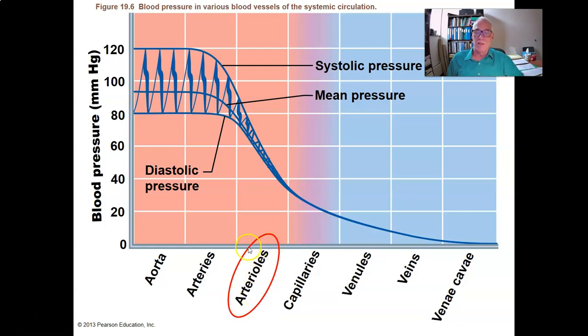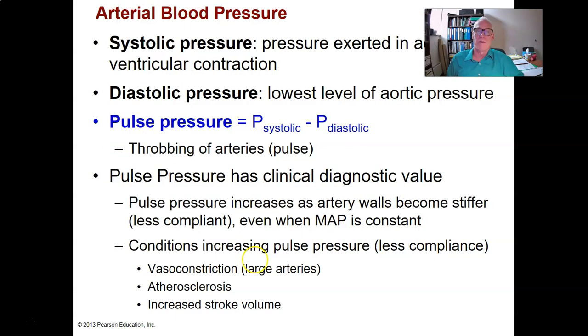Oftentimes when I talk about vasoconstriction, I'll just talk about arterioles because it's so important for talking about resistance and blood pressure. But remember, arteries have smooth muscle, they constrict. Veins have smooth muscle, they constrict. The arterioles have the most impact on peripheral resistance.